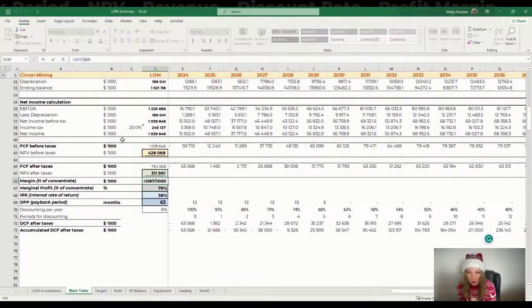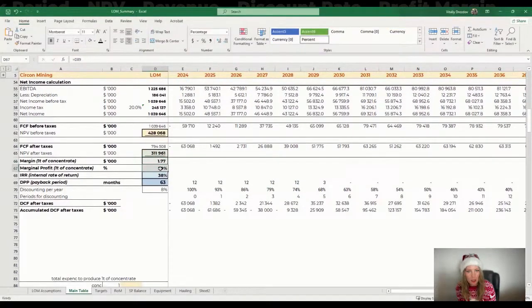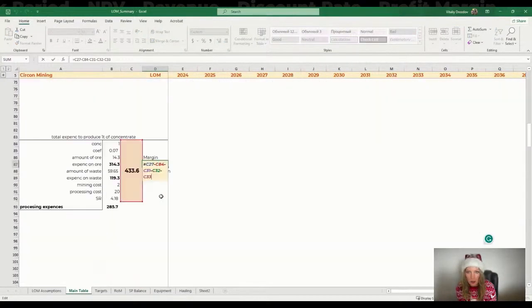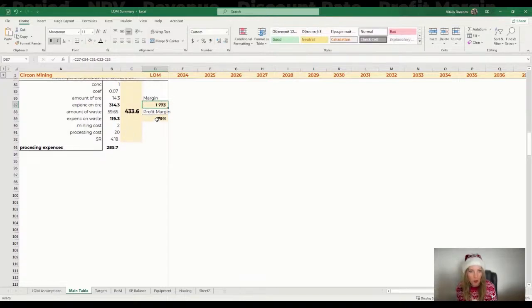Now, while it's not compulsory, calculating the marginality per ton of the final product is extremely insightful for assessing overall profitability. For this, we first identify the costs associated with producing 1 ton of concentrate, considering the average stripping ratio. We sum these costs and then subtract them from the price of the final product. This gives us a figure of 1773, which translates to a 79% margin, a very high number, suggesting that the project could be highly profitable. These preliminary evaluations can be adapted to various scenarios, allowing us to assess the project from different angles.